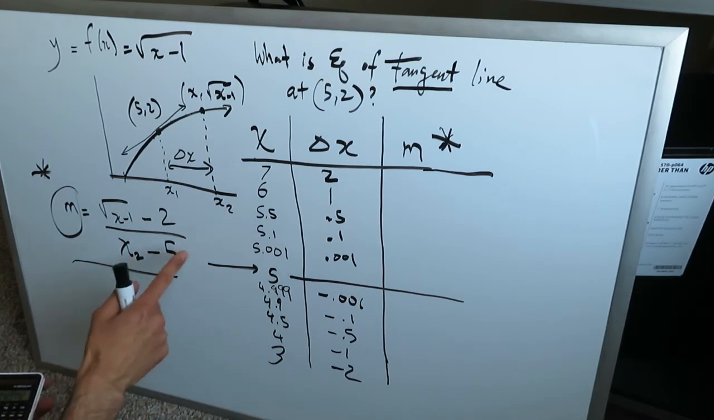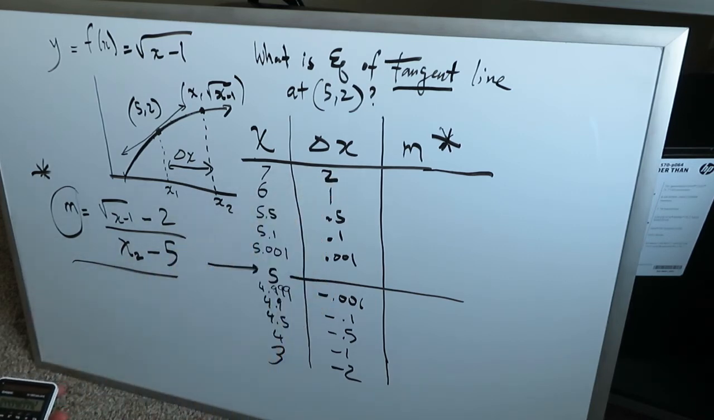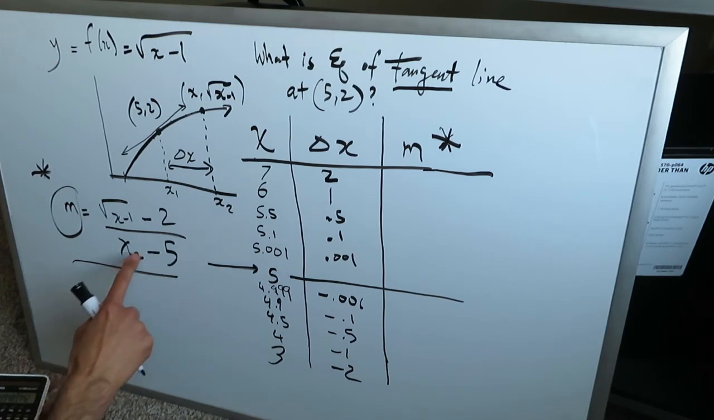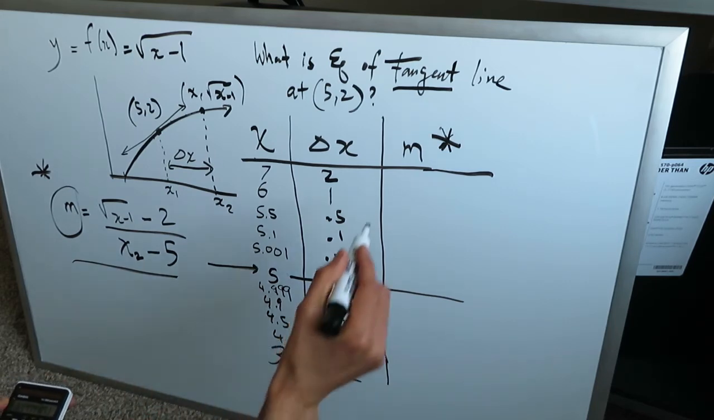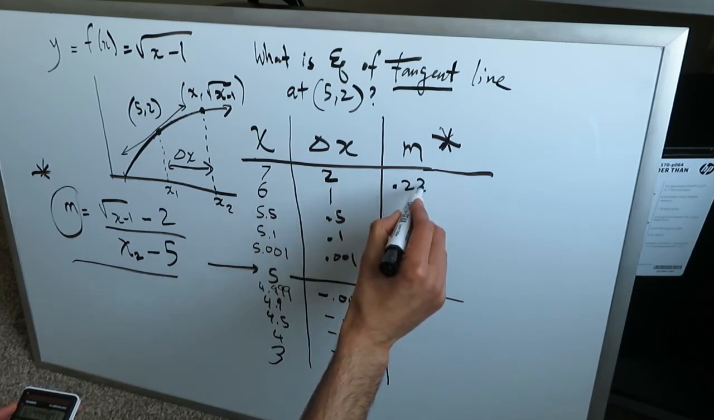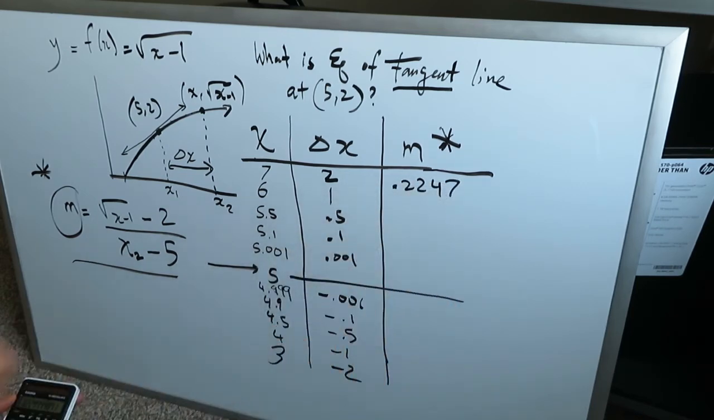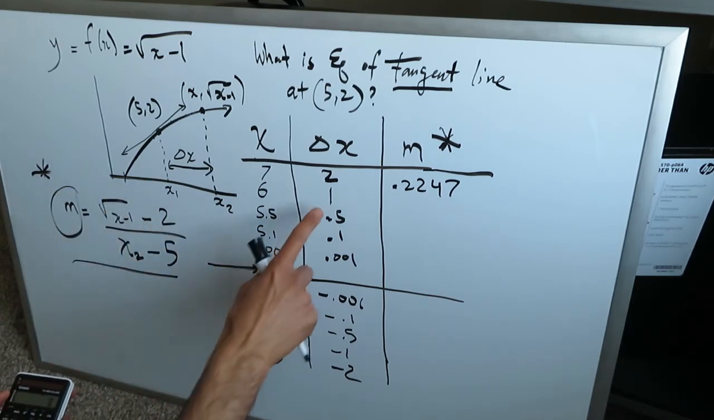You don't have to start doing 7 minus 5. You already have your delta x over here already shown. Remember, x2 minus x1 is delta x. Divide this by 2. And what do I get? I got a little error over here on the calculator. It was the square root of 7 minus 1, minus 2, divided by delta x, which is 0.2247. The only reason I got an error is I hit that one function twice and it doubled it instead. Let's do the next part.